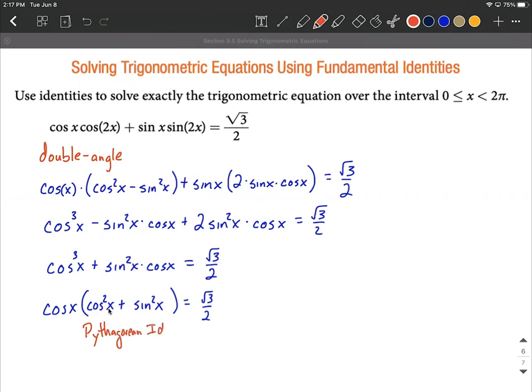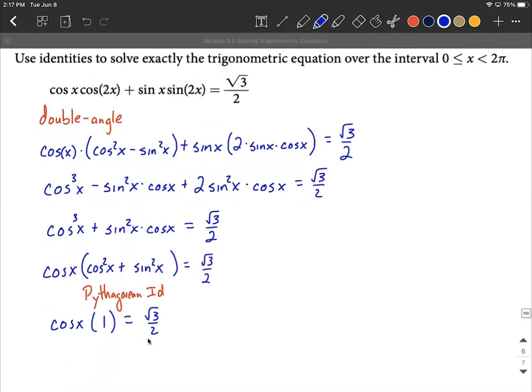All right, so the Pythagorean identity says sine squared plus cosine squared is equal to 1. So I can replace everything inside this big set of parentheses with 1 based on the Pythagorean identity. So really where we're at here is we have cosine of x equals the square root of 3 over 2.